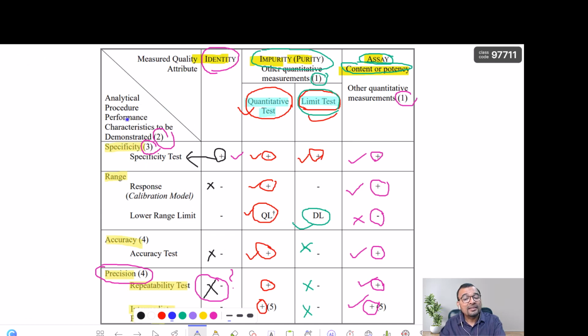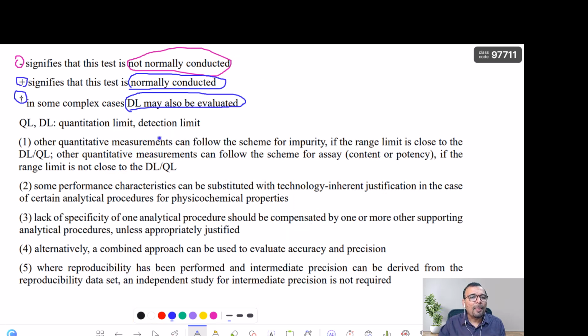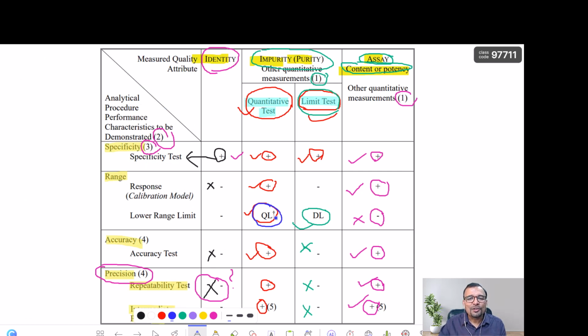impurity analysis, isn't it? In that case, the quantitation limit is important, and hence it is highlighted over here. You can see just on the top of the QL there is that particular mark, because for this particular test quantitation limit is also important and shall be evaluated. In some complex cases DL may also be evaluated. I'm so sorry. So in addition to the quantitation limit, you also have to evaluate the detection limit. That is the meaning of this sign, right?